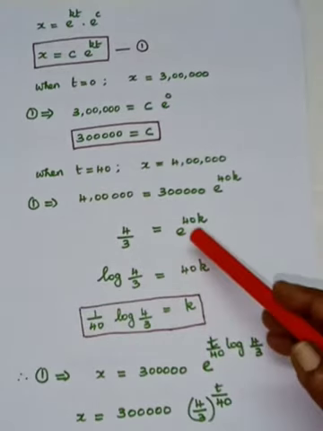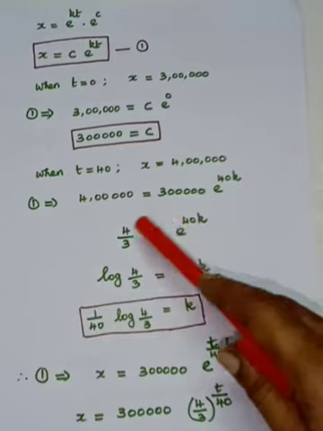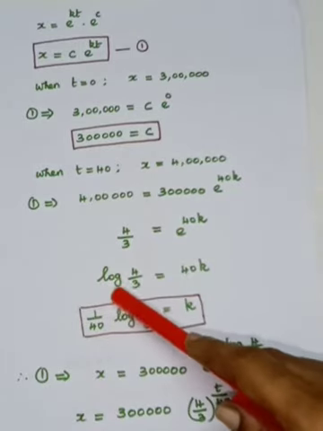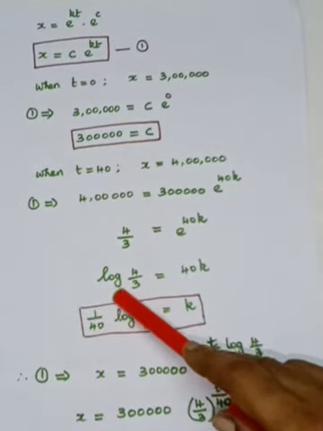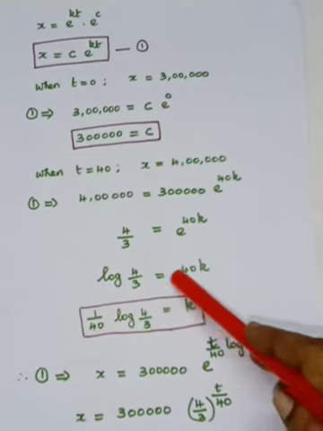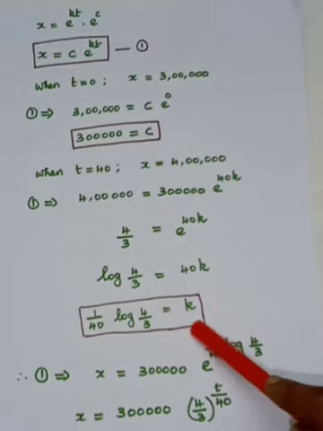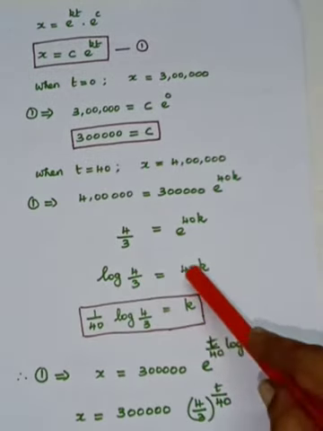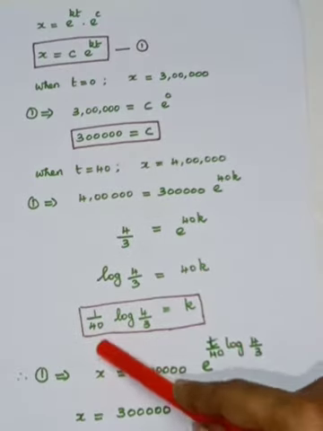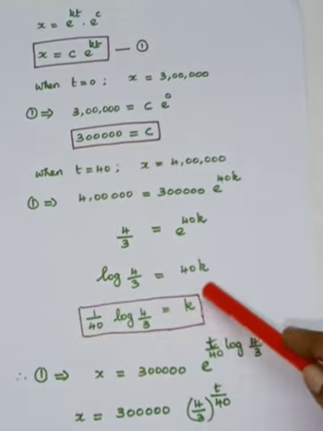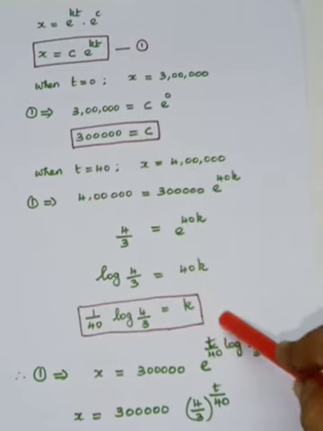So here next, when you take the e to the other side, it will be log. So log 4 by 3 is equal to 40k. From that your k is equal to, when you bring the 40 to the left side, 1 by 40 log of 4 by 3. So we have found the other constant k.